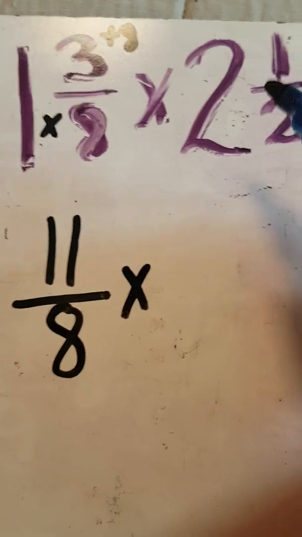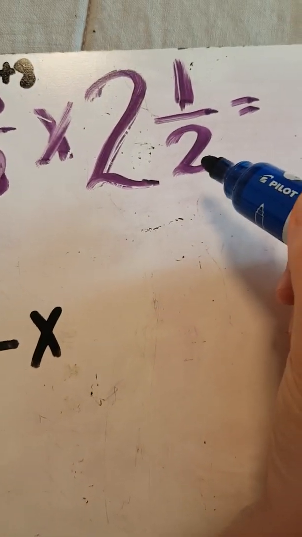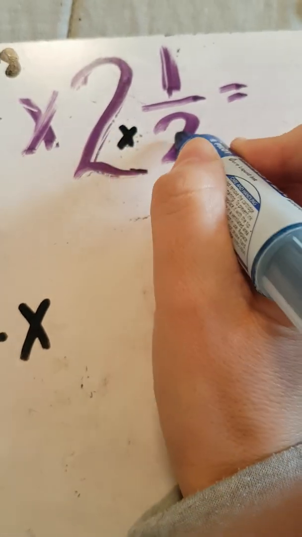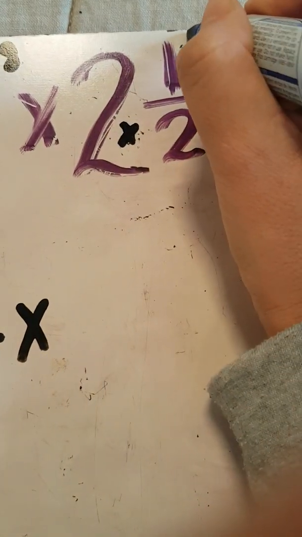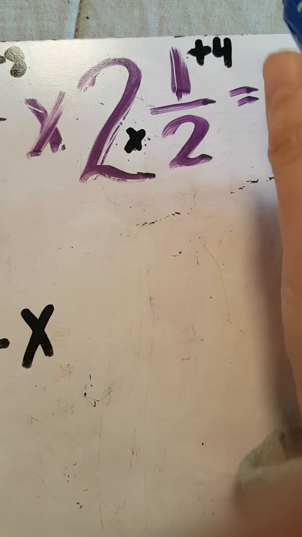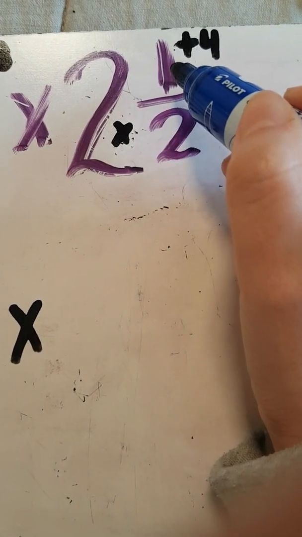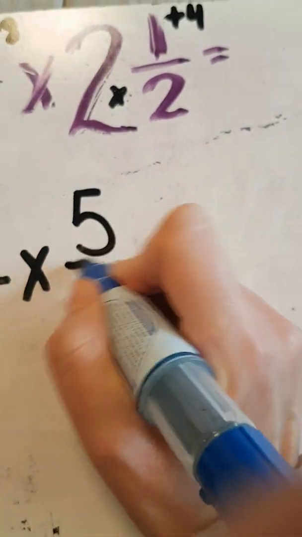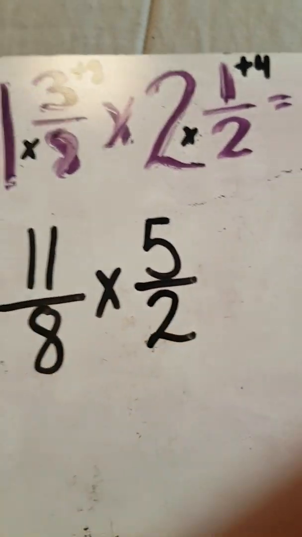Okay? Do the same thing over here. I'm going to multiply my denominator times my whole number. 2 times 2 equals 4. Therefore, I add 4 to my numerator. 4 plus 1 equals 5 over 2.